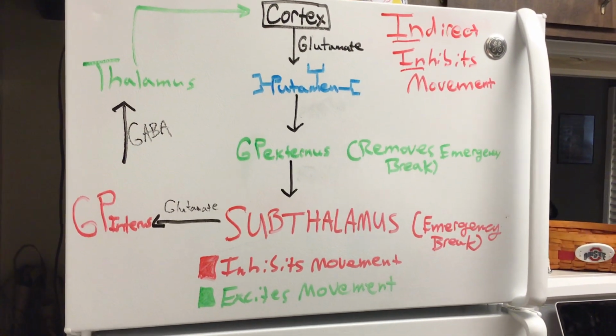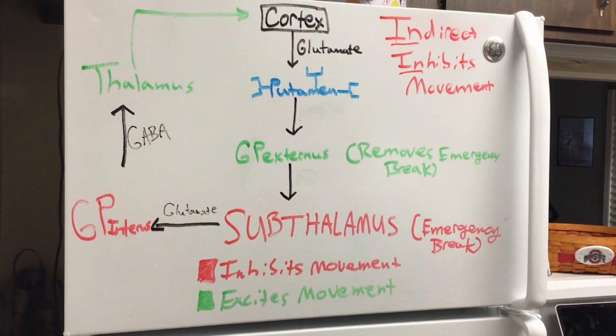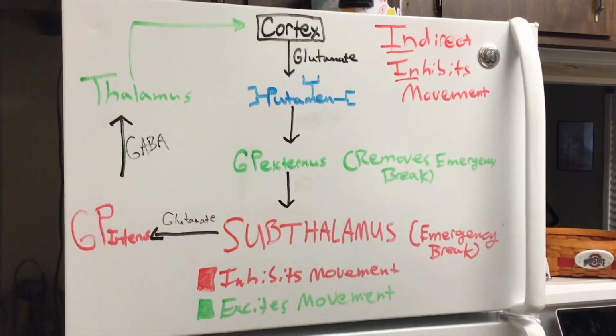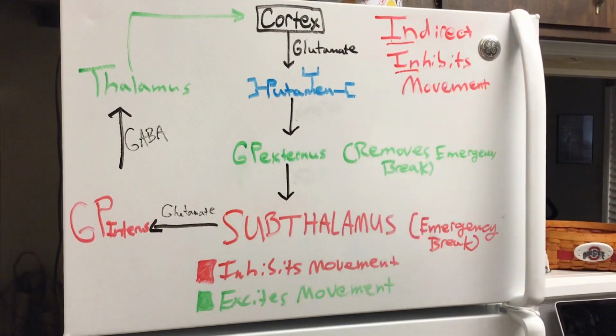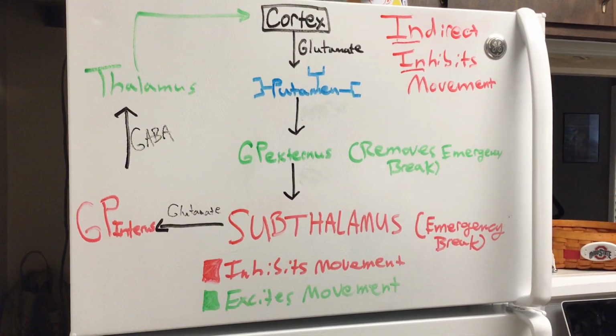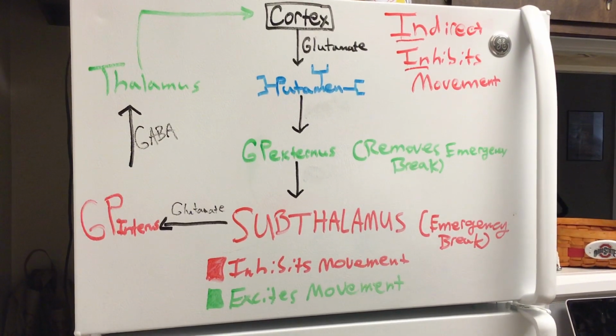Let's finish up now by talking about the indirect pathway. And I love the indirect pathway because of its name. The indirect pathway inhibits movement. That is the whole goal. Just remember, indirect, IN, inhibits, IN, movement. That is the entire goal of this pathway. Keeping in mind that key concept, that this whole pathway is going to inhibit movement, is the basis to understanding it.